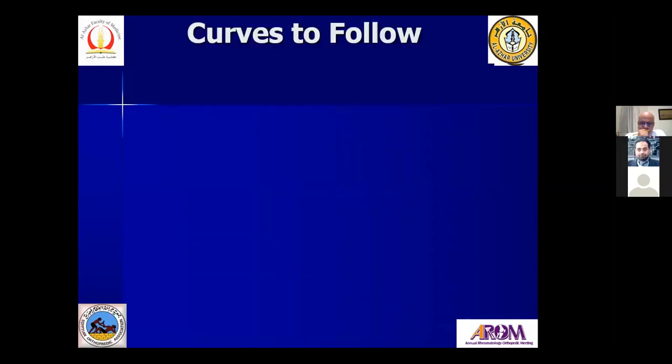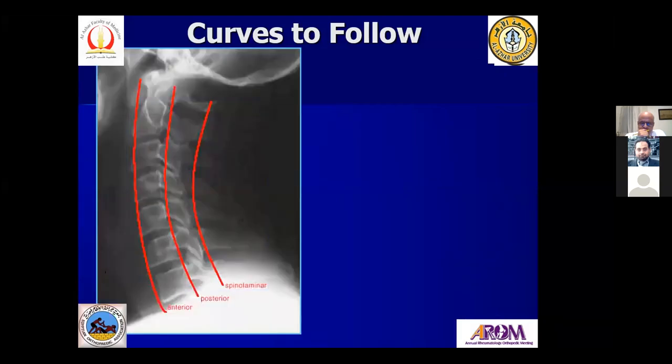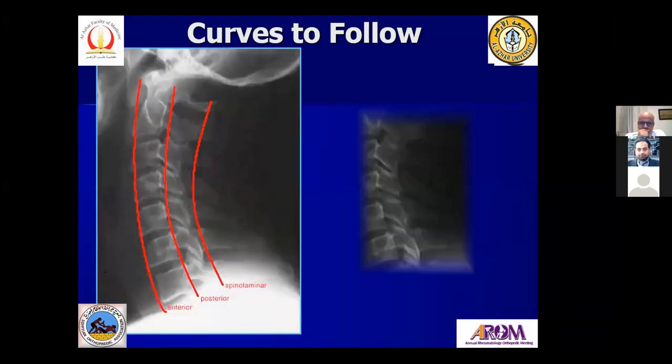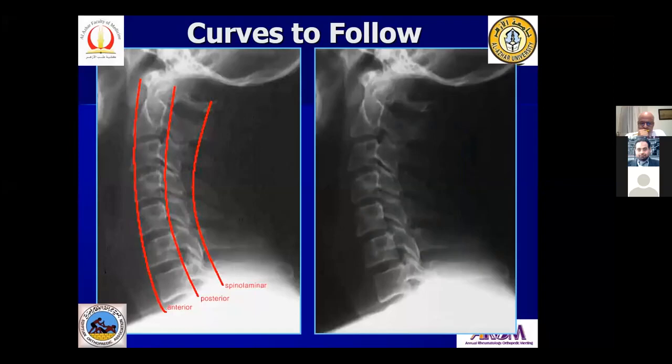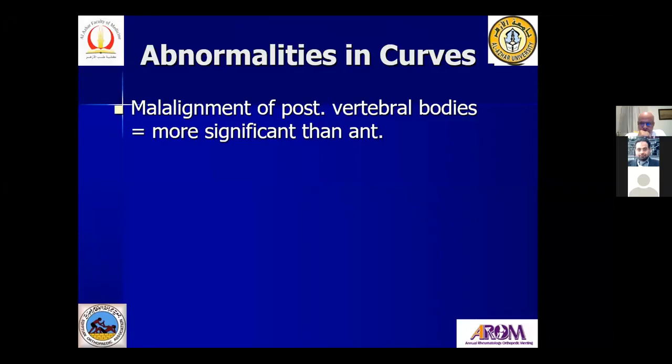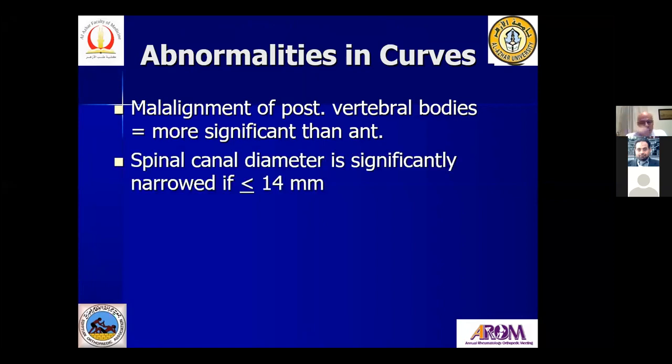What about the curvature to follow? These are the three lines we mentioned before, and this is abnormality or not. You can see there is normal contouring of the anterior longitudinal line, the anterior body, the posterior body, and the spinolaminar lines. Abnormality in the curvature, the malalignment of the posterior vertebral body, is more significant than the anterior, because in the anterior you sometimes have osteophyte, but in the posterior you rarely find a big osteophyte. The spinal canal diameter is significant narrowing if less than 14 millimeters.